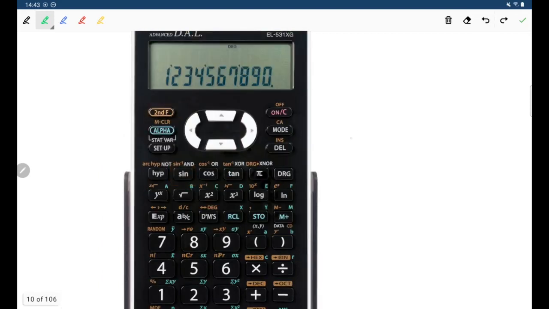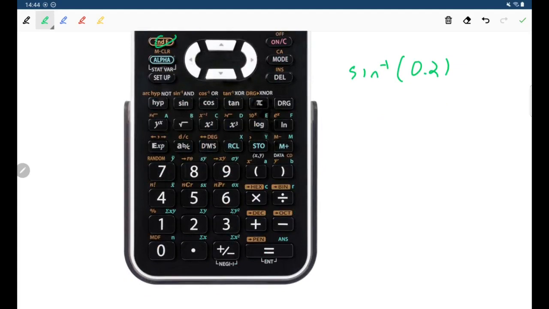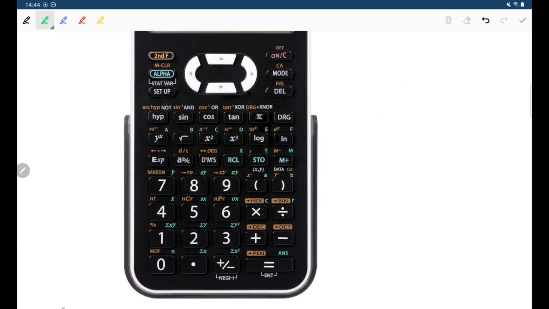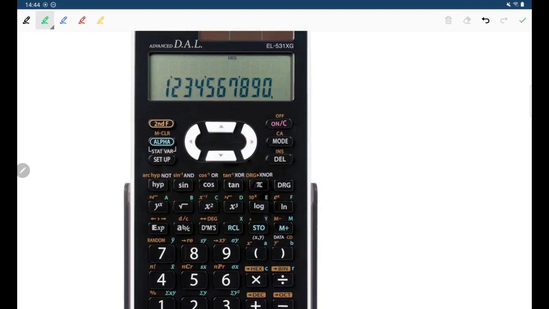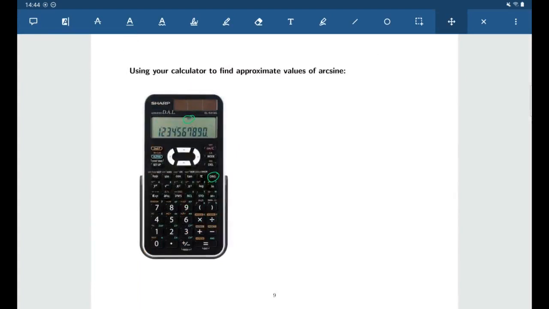So if you wanted to find something like sine inverse of 0.2, you would enter second function, sine inverse, 0.2, and then hit equals. One thing you have to be careful of is that we want our output for these inverse trig functions to be given in radians. So you will have to make sure that your calculator is in radians mode. If it's not, put it in radians mode by touching the DRG button. That's something we'll have to do for finding approximate values only.